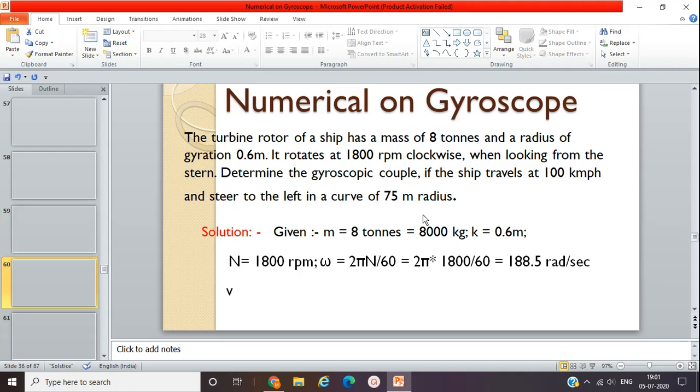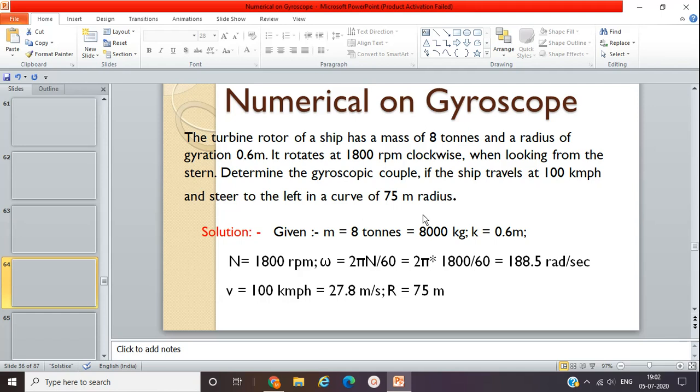Then the ship is traveling at 100 km per hour, so v is the linear velocity at which the ship is traveling, that is 100 km per hour, given to us. We will convert this 100 km per hour into meter per second, and that value will be equal to 27.8 meter per second. Then the radius of the curve is given to us: it is taking a left curve of 75 meter radius, so r equals 75 meter. This is all the data given to us in the problem statement.